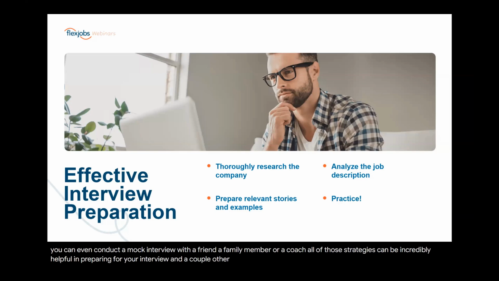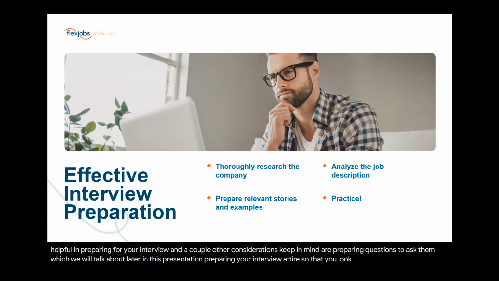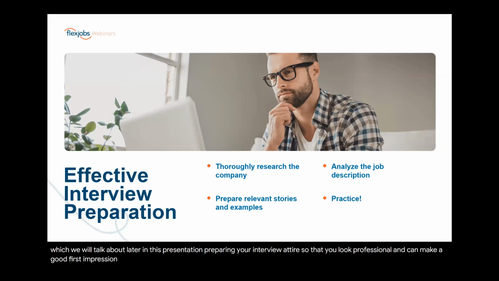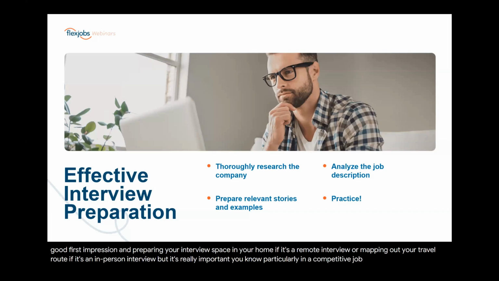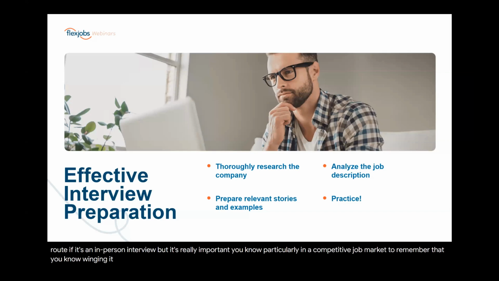And a couple other considerations to keep in mind are preparing questions to ask them, which we will talk about later in this presentation, preparing your interview attire so that you look professional and can make a good first impression, and preparing your interview space in your home if it's a remote interview, or mapping out your travel route if it's an in-person interview. But it's really important, particularly in a competitive job market, to remember that winging it is not an effective interview strategy, because like most things in life, preparation and practice are the keys to interview success.